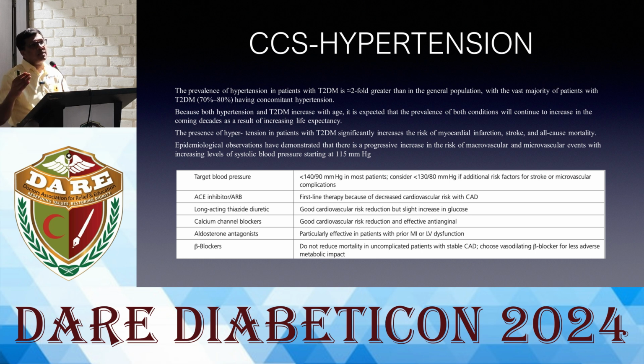Ideally, in these chronic CCS patients, our target would be a blood pressure of less than 140/90, and lower especially with high risk factors such as previous stroke or neurological problems.